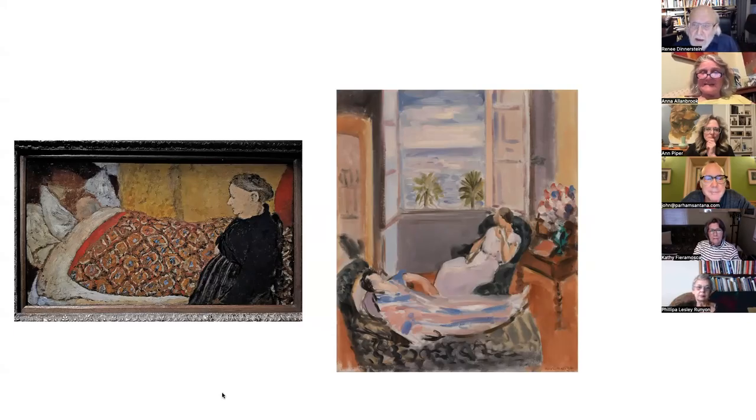Exactly. A very good choice of the two pairs together. I love this comparison, and the similarities and the differences were really well seen and presented.